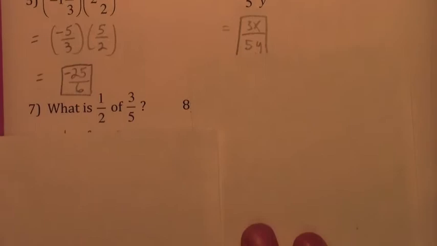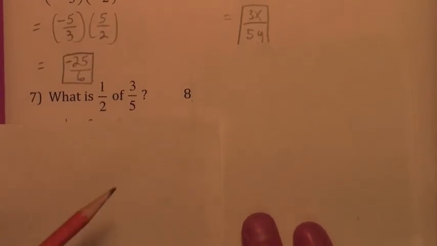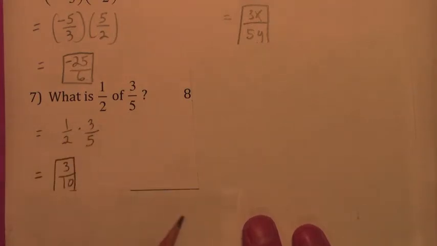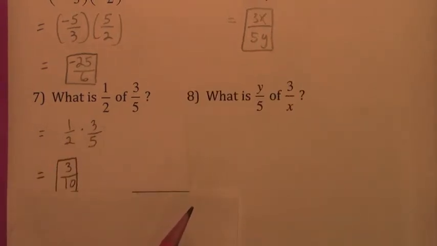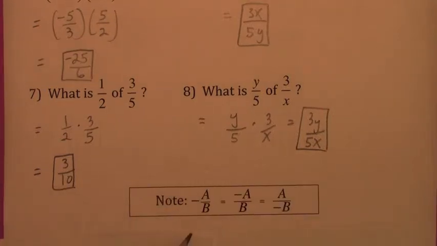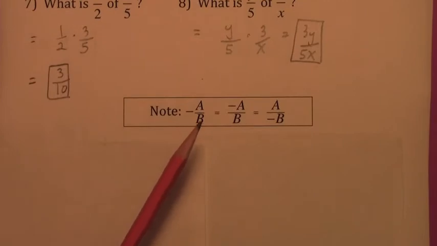Now remember this, we were talking about this last time. What is 1/2 of 3/5? Remember what that word "of" means? It means times. So that's just another way of saying 1/2 times 3/5, which is 3/10. What is y over 5 of 3 over x? That seems kind of a funny way to say it, but we know how to compute it. It just means times, so it's y over 5 times 3 over x, which is 3y over 5x. There you go.